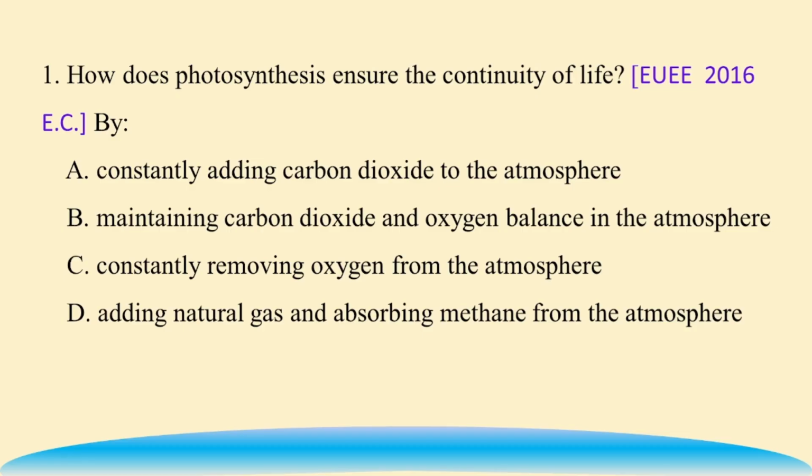Question number 1. How does photosynthesis ensure the continuity of life? A. Constantly adding carbon dioxide to the atmosphere. B. Maintaining carbon dioxide and oxygen balance in the atmosphere. C. Constantly removing oxygen from the atmosphere. D. Adding natural gas and absorbing methane from the atmosphere.